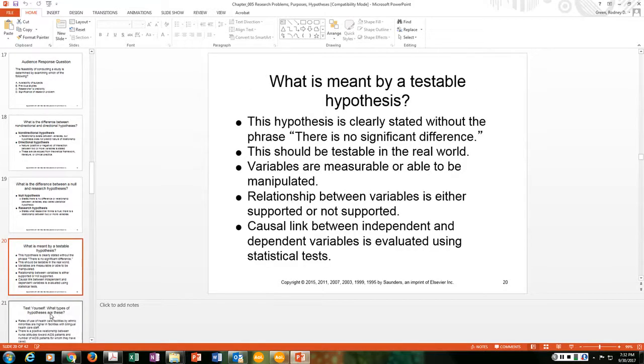What is meant by a testable hypothesis? This hypothesis is clearly stated without the phrase, there is no significant difference. This should be testable in the real world. Variables have to be measurable or able to be manipulated. The relationship between the variables is either supported or not supported. And the causal link between an independent and a dependent variable is evaluated using statistical tests, for example, Pearson's r, a t-test, or analysis of variance.